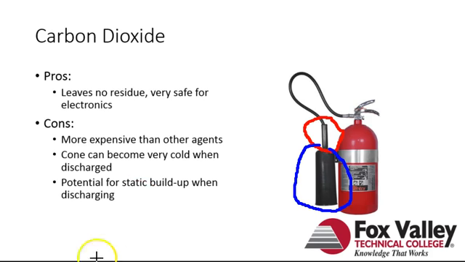The other thing is you do run a risk of static discharge building up at the cone as well. The gas is flowing so fast that you build up a static discharge. So if you are in a flammable atmosphere, that could cause a problem as well.